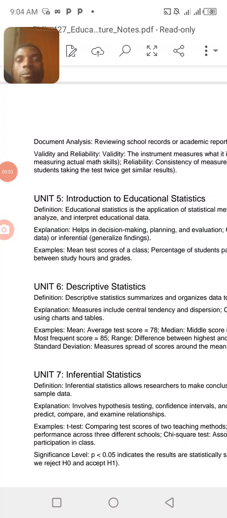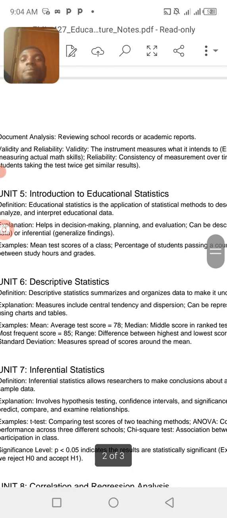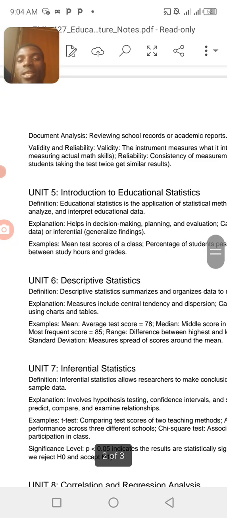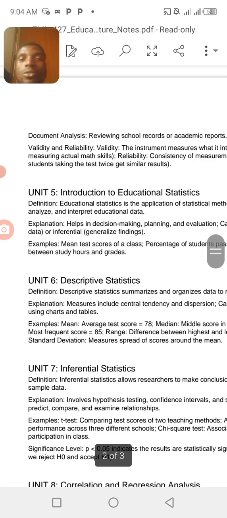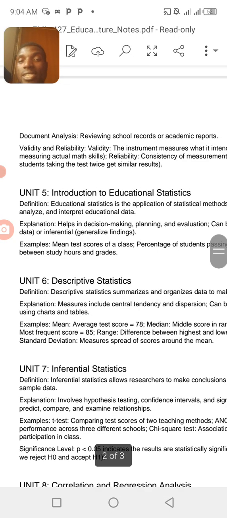All right, welcome back to EML 427. We stop at Unit 5, and we are going to continue from Unit 5, which is Introduction to Educational Statistics. Now, I'll start with a definition, explanation, and give an example of educational statistics.